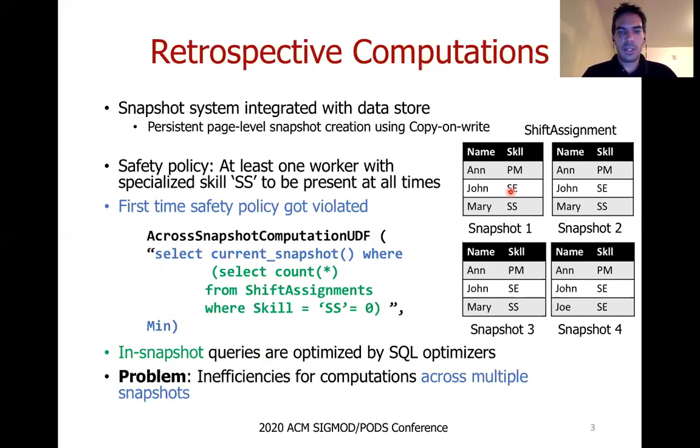Now, consider the factory safety policy where at least one worker with a specialized skill has to be present at all times. And we want to find out the first time the safety policy was violated. To perform this after-the-fact analysis, we need to run SQL queries over multiple snapshots of interest and aggregate on the results of the queries.